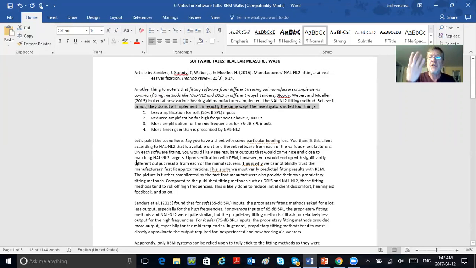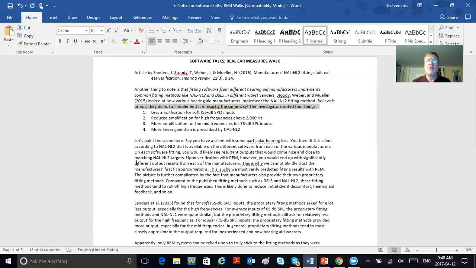The investigators noted 4 things. 1, less amplification for soft inputs overall. And this is what the manufacturers do: they give you less amplification for the soft inputs. 2, they give you reduced amplification for high frequencies above 2000 hertz than NAL2 would have said. 3, they give more amplification for the mid frequencies, especially for louder inputs. 4, they tend to give more linear gain than is prescribed by NAL2. So let's paint the scene here.